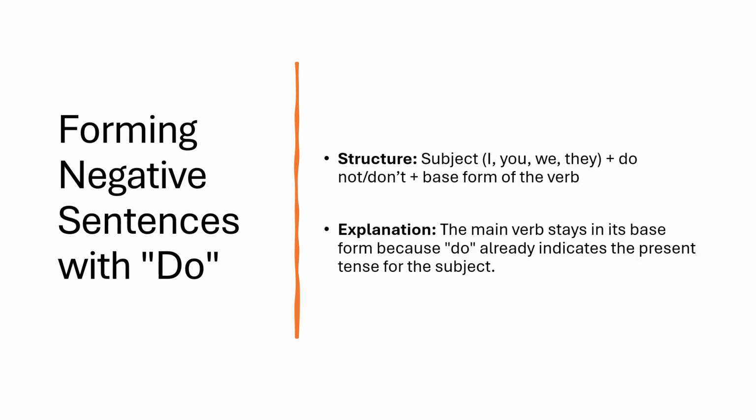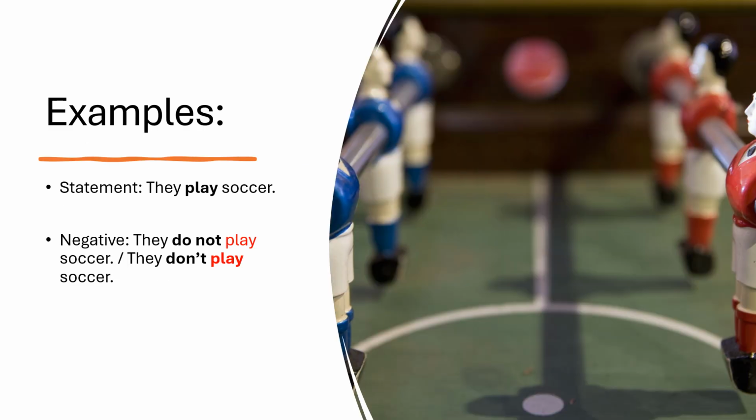The structure of a negative sentence is subject, where the subject is I, you, we, they, plus do not or the contracted form don't plus the base form of the verb. The main verb stays in its base form because do already indicates the present tense for the subject. For example, they play soccer. To make this sentence negative: they do not play soccer, or they don't play soccer.